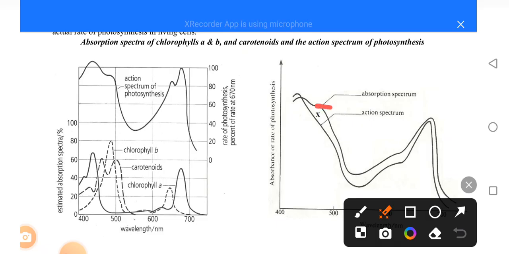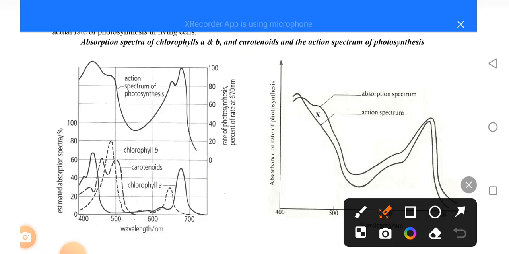So where there is X, that means the light there is absorbed by carotenoids, not chlorophyll A or chlorophyll B. They are saying that at X there is maximum absorption by carotenoids, which are not used in photosynthesis. So the light which is absorbed there is not majorly used in photosynthesis.